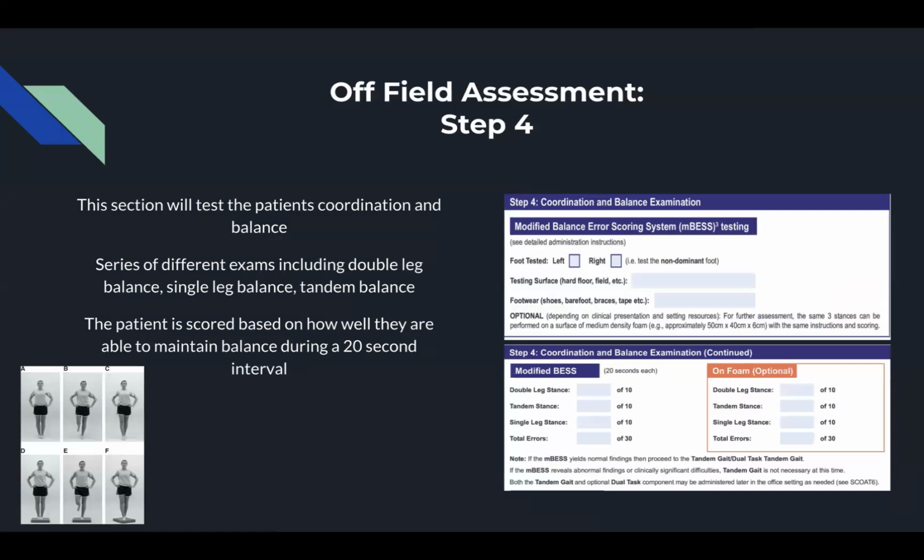Step 4 of the off-field assessment. This section will test the patient's coordination and balance, as indicated with the title. This is a series of different exams, including a double leg balance, single leg balance, and tandem balance. The patient is scored based on how well they're able to maintain balance during a 20-second interval.